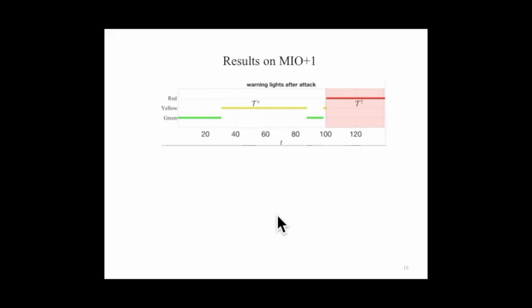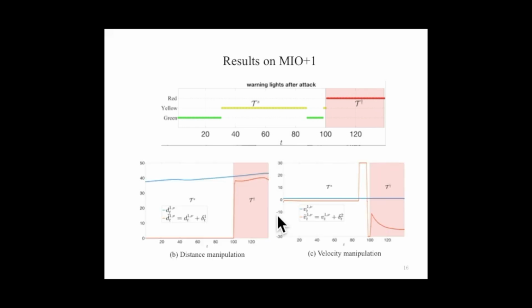Again, the lights in the target interval are changed to red, but there are some minor side effects of the attack between step 40 and step 80, where the original green lights are changed to yellow. Looking at the manipulations on distance and velocity, the overall trend is that the attacker decreases the distance and velocity to make the victim car believe that the leading car is close and also approaching fast. Therefore, the red warning is produced.